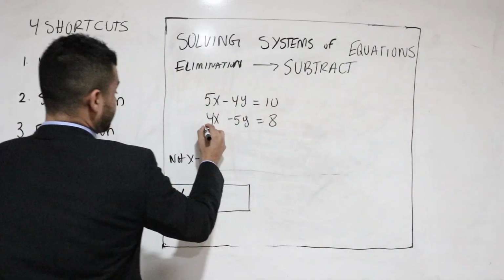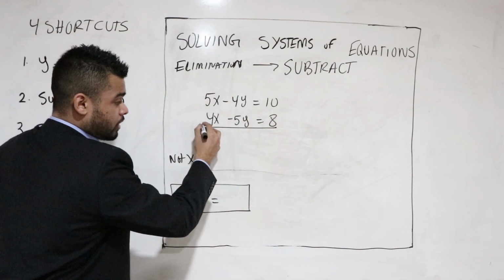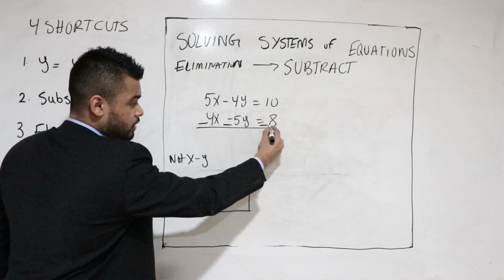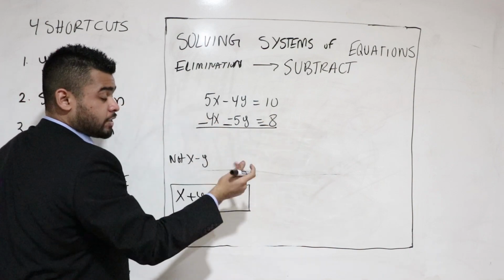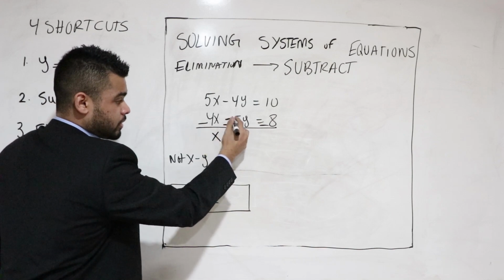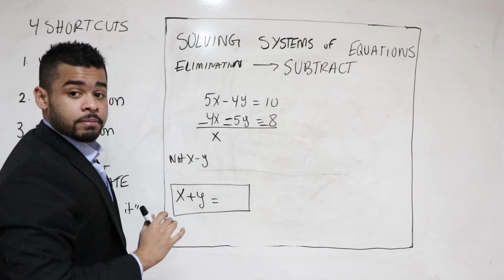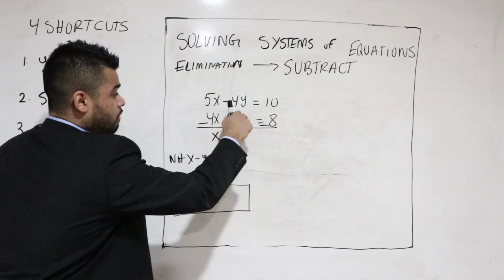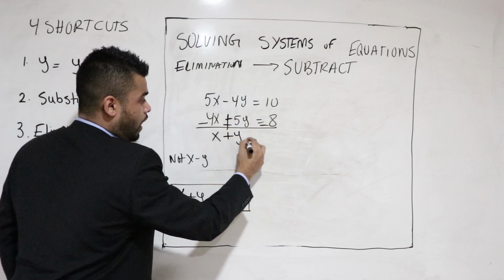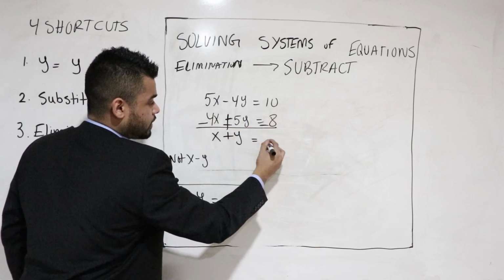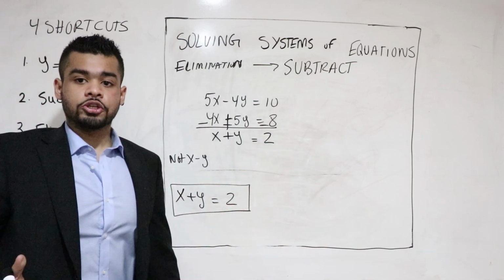So basically, if the addition doesn't work, simply subtract. But remember, we have to put the subtraction sign 3 times. How many times? 3 times. 5x minus 4x is x. And remember, this is a double negative. Double negative becomes positive. What does a double negative become? Positive. So 5y, this is positive, minus 4y is just 1y. 10 minus 8 is 2. You just found yourself x plus y, which is 2.